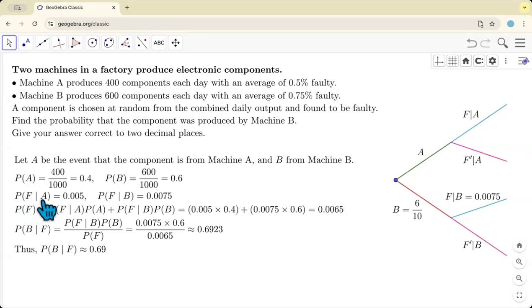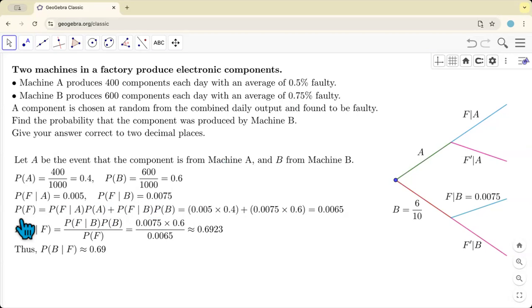The probability that it's faulty, given that it's from machine A, in my mind, it's a little bit tricky to tell the difference. Are we saying that it's faulty given that it's from machine A, or it's from machine A given that it's faulty? So I think that you just got to be very careful with the wording there. This 0.5% is saying it's faulty given that it's from machine A. So we're going to say that that's 0.005, which is 0.5%, and faulty given it's from machine B is 0.75%, which is 0.0075.